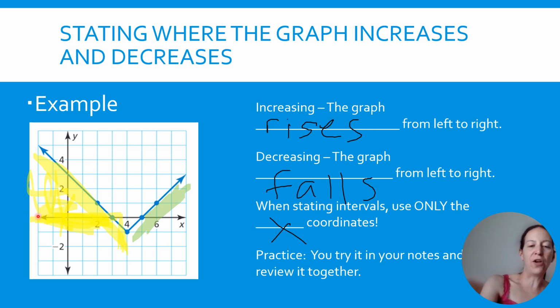And it's yellow, yellow, yellow, and it's going to be yellow all the way up until I get to the 4. That's when it stops being yellow. When I get to the 4, now I am in green territory. So 4 is where it changes from yellow to green, from decreasing over to increasing.